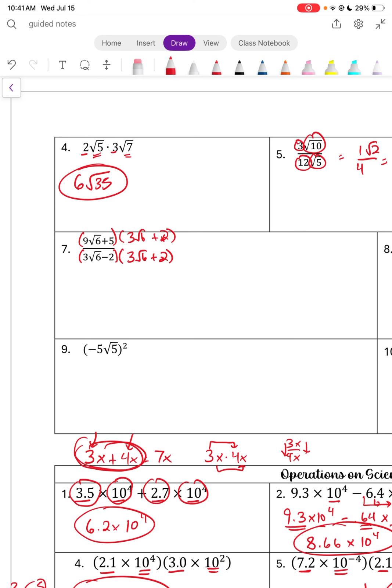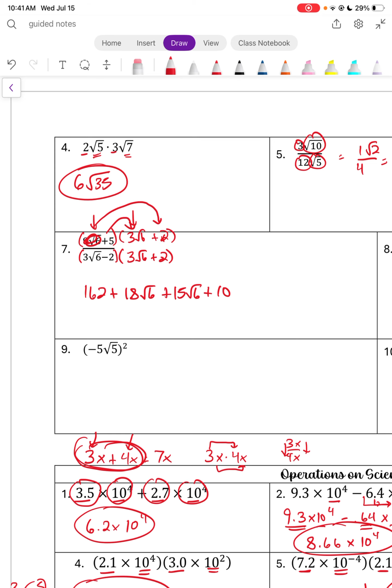On top, 9 root 6 times 3 root 6. Again, reminder, just multiply the things that are alike. That will be 27 times the square root of 36, which is actually just 6. 9 root 6 times 2, only multiply the things that are alike. 9 times 2 is 18. Leave the root 6 alone. We're done with 9 root 6. 5 times 3 root 6 would actually be 15. Leave the root 6 alone. And then 5 times 2 is 10. I'm going to go ahead and clean up that 27 times 6, which is 162, and put that answer right there.